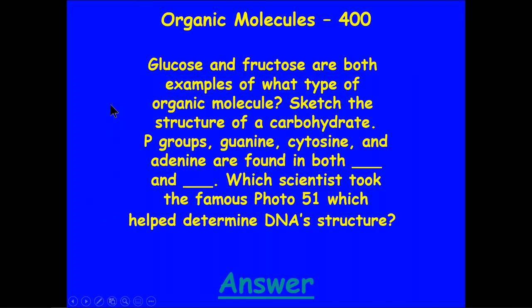Glucose and fructose are both examples of what type of organic molecule? Sketch the structure of a carbohydrate. Phosphate groups, guanine, cytosine, and adenine are found in both blank and blank. Which scientist took the famous Photo 51, which helped determine DNA's structure?